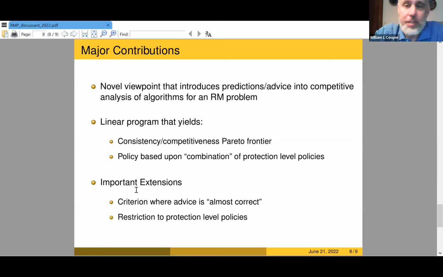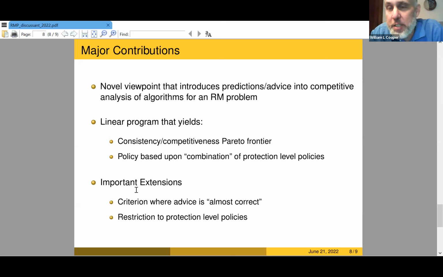If I could say what the essential points and main contributions are: one is a very novel viewpoint that introduces predictions or advice into competitive analysis of algorithms for this canonical revenue management problem. And the central result I just mentioned was the linear program that allows computation of this Pareto frontier and also provides a policy.